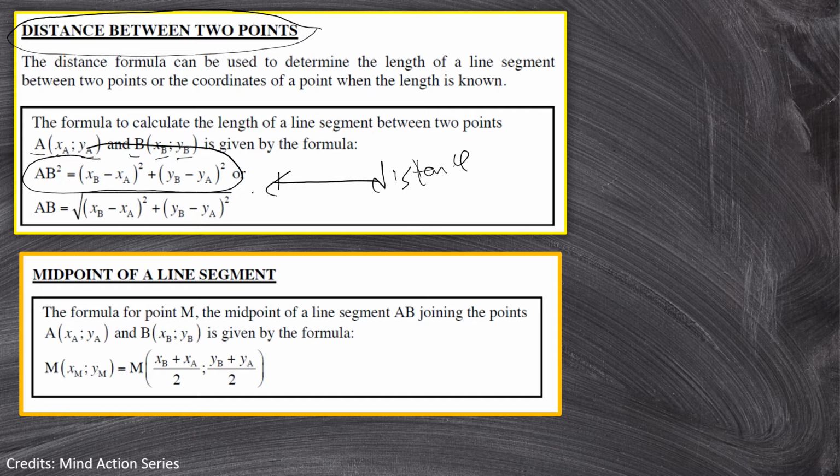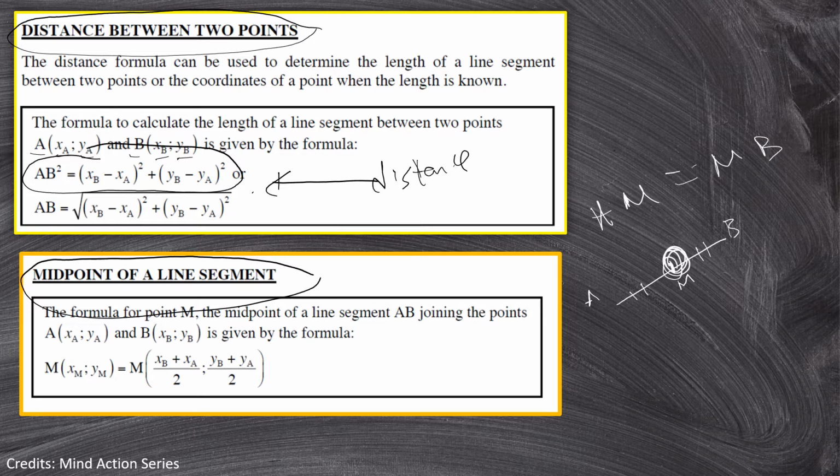Okay, let's quickly move to the midpoint of a line segment. What do you understand by a midpoint? If you have line AB, and you have a point in the middle, let's call it point M, such that AM is the same as what? Is the same as MB, right? If AM is the same as MB, then we can actually calculate the coordinate of a midpoint using this formula.